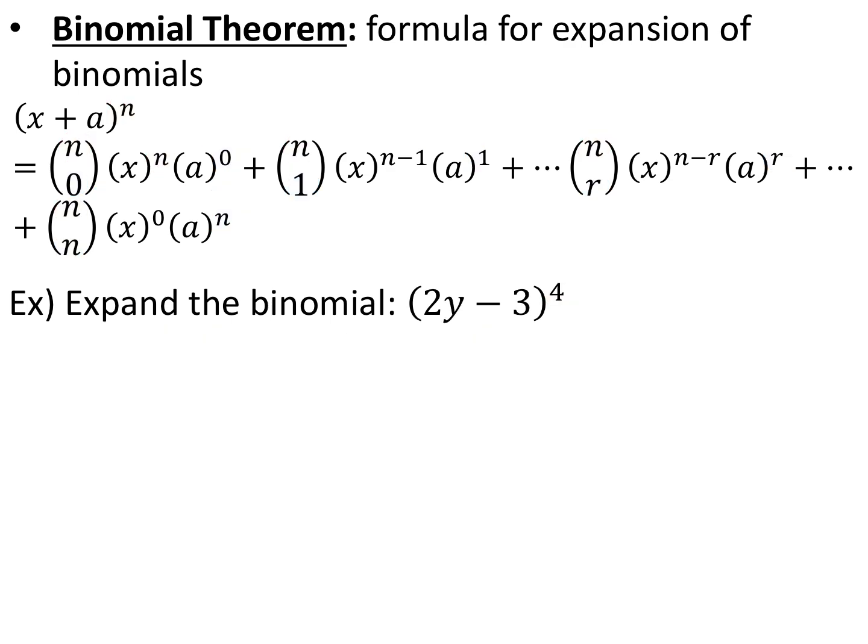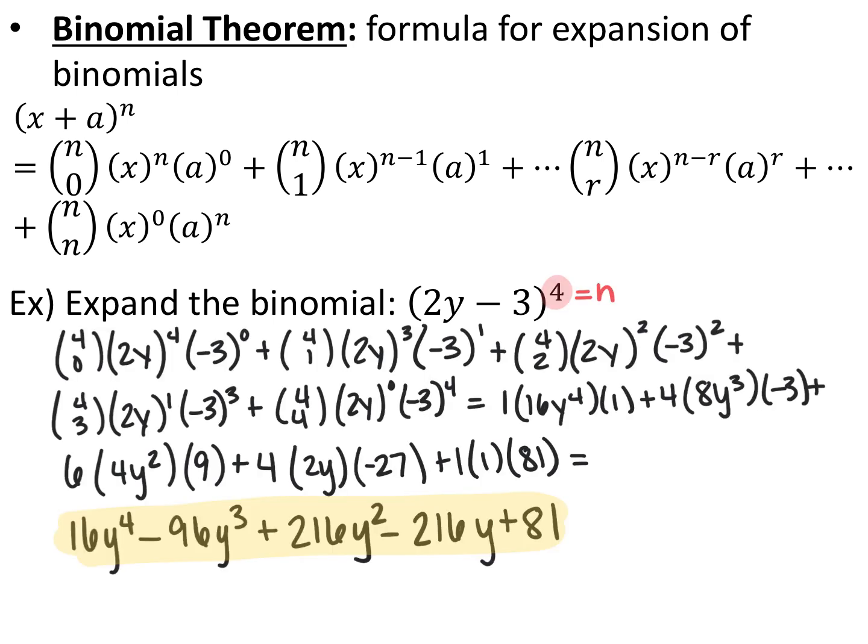Here's another expansion, 2y minus 3 raised to the 4th power. So go ahead and pause the video and try this expansion. Keep in mind that 2y is one whole term and that this negative needs to be attached to the 3. So because I'm raising this to the 4th power, my n is going to be 4. So I start with 4 choose 0, and then my first term is 2y, so that starts to the 4th power, and my second term is negative 3, so that starts to the 0 power.